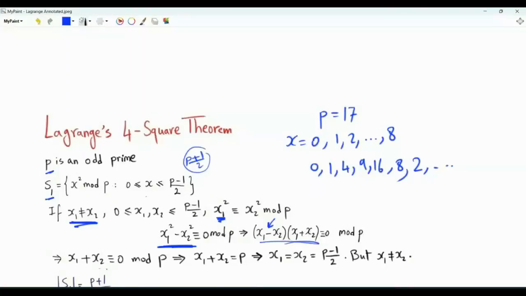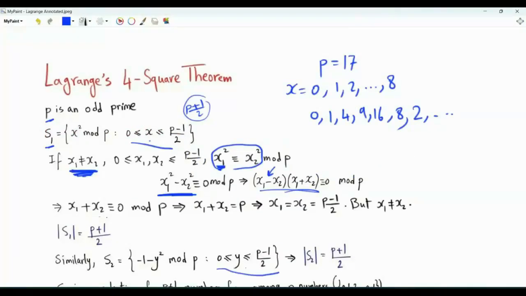x1 plus x2 cannot be greater than or equal to p unless it is equal to p, because each x is in this range. But if their sum is equal to p, and each x is in this range, then the only possibility is that both x1 and x2 are equal, and both are equal to (p-1)/2. But x1 is not equal to x2. So if x1 and x2 are distinct, x1 squared and x2 squared are distinct mod p. So the cardinality of set S1 is (p+1)/2.